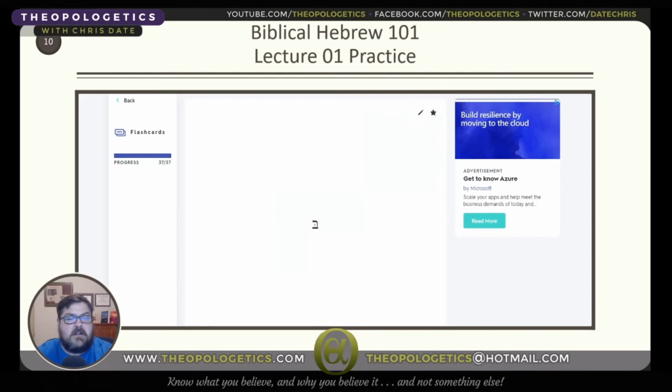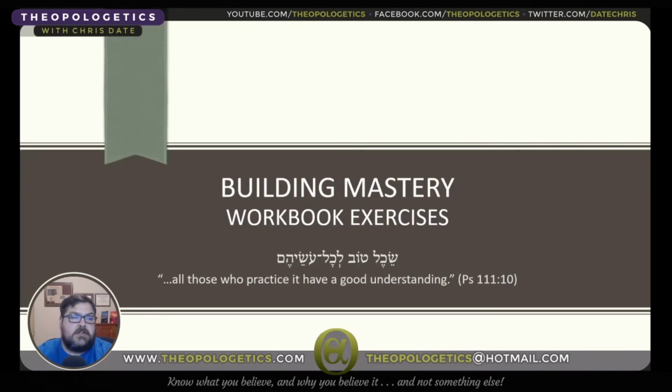All right, so there's our flashcard practice. Hopefully that was helpful. Let's move on to the last part of our practice today. What we're going to do is go through the workbook exercises for the chapters in Basics of Biblical Hebrew that we covered in Lecture 1, and in this case, the only chapter was Chapter 1. You can find the workbook in paperback at Amazon, probably Kindle as well. I have it in Logos.